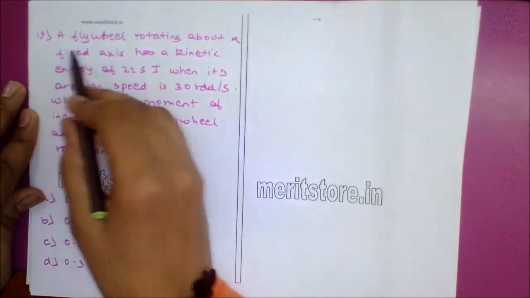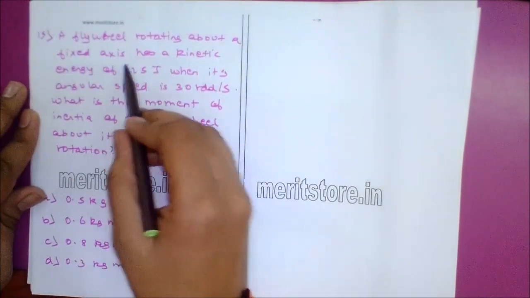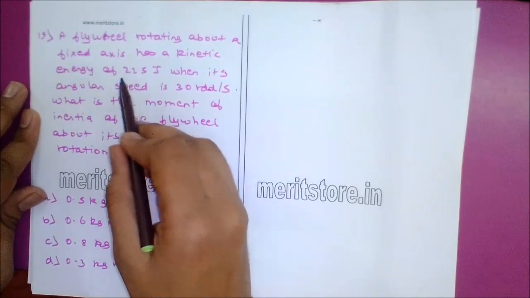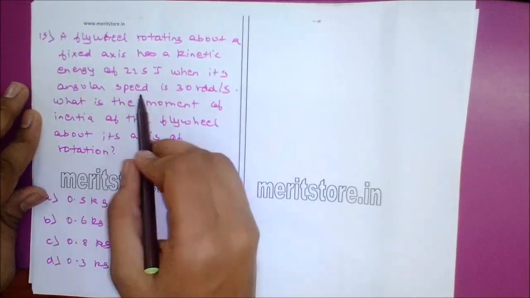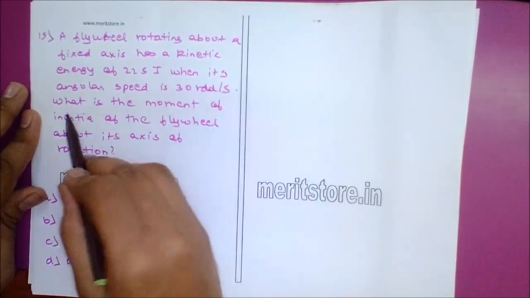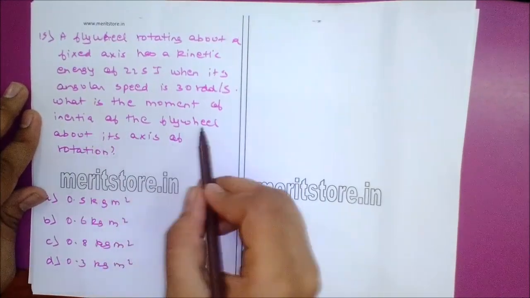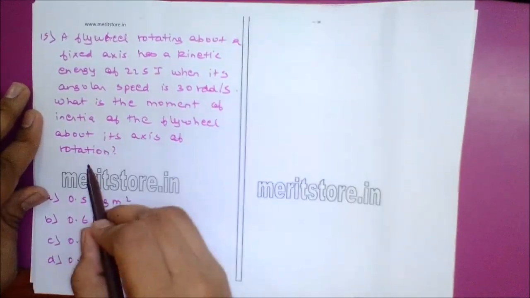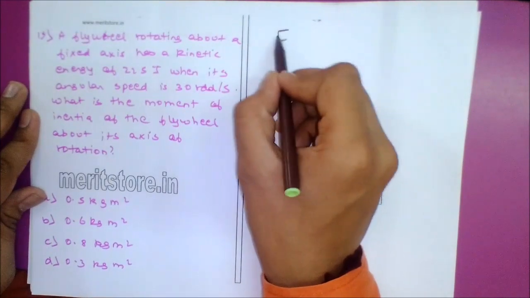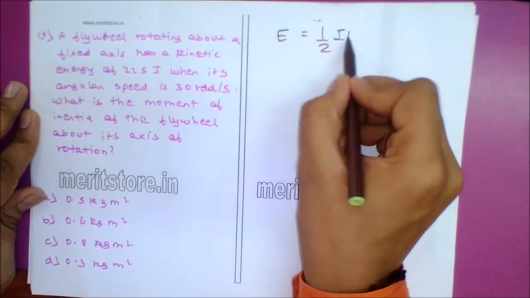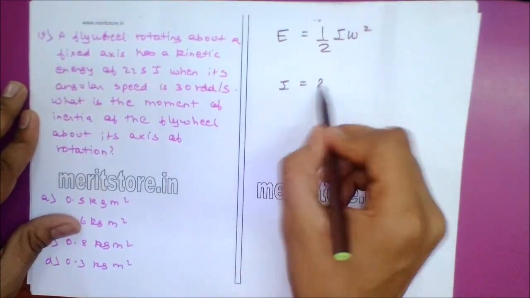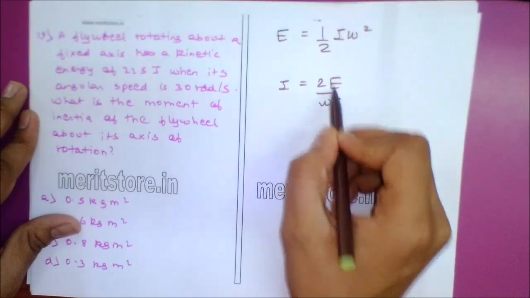Question number 15. A flywheel rotating about a fixed axis has a kinetic energy of 225 joules when its angular speed is 30 radians per second. What is the moment of inertia of the flywheel about its axis of rotation? Now, we know energy is half I omega square, so I is equal to 2E upon omega square.